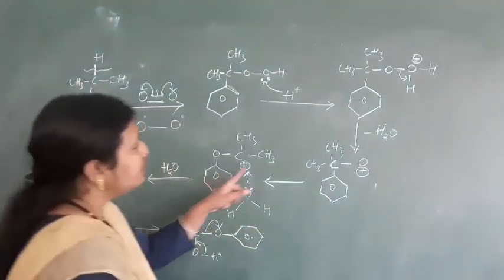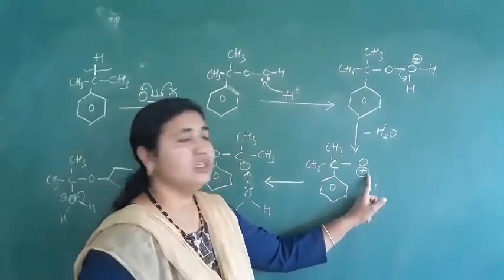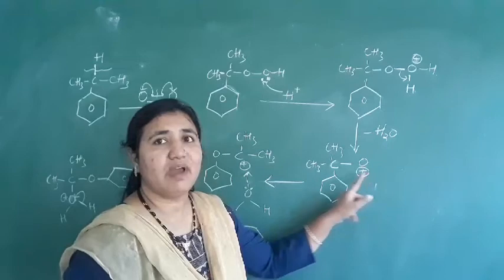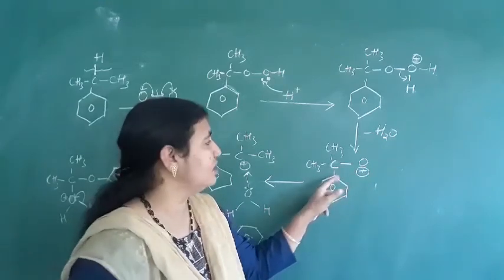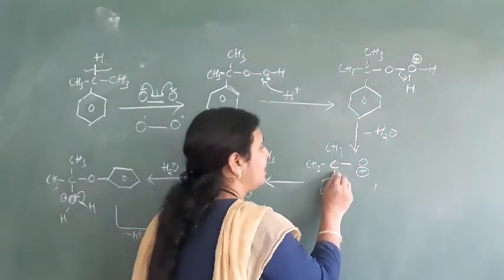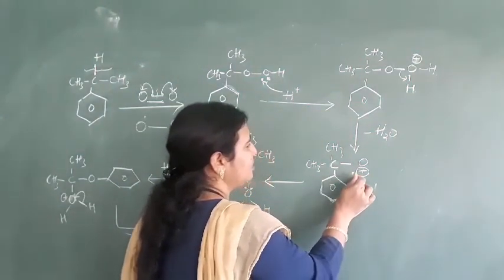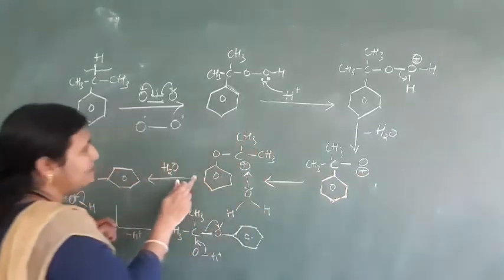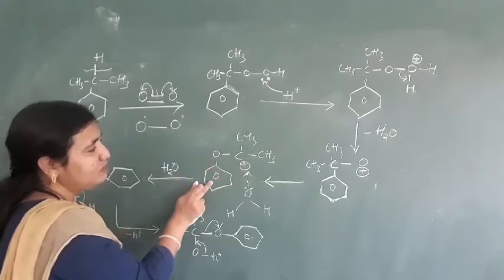In the next step, water will come. From this carbon, the phenyl group has gone to this oxygen, so a positive charge will come on the carbon. Are you getting this? This carbon and benzene bond is breaking, and the benzene is going with this oxygen. That's why a positive charge comes on the carbon, and O has joined with the benzene.